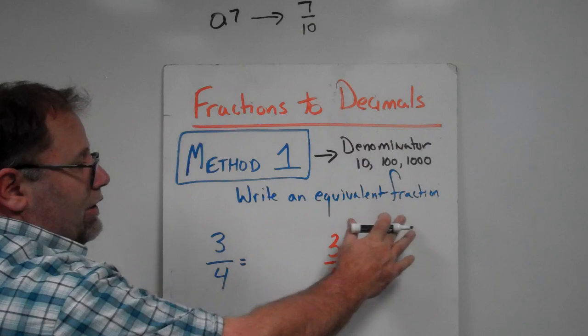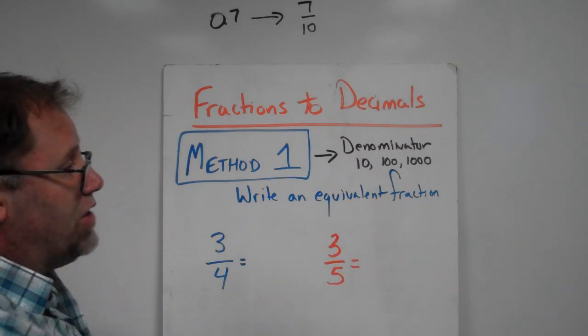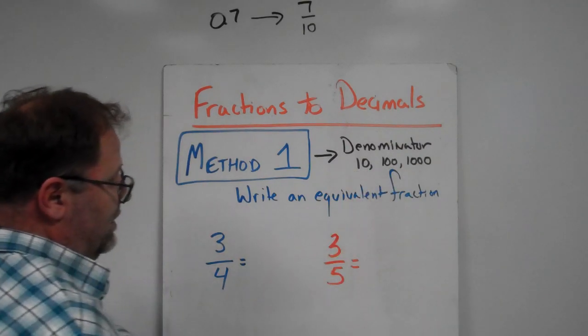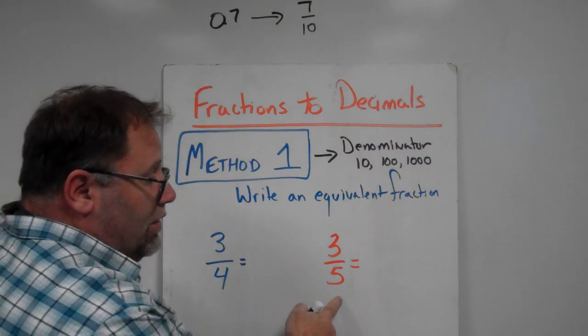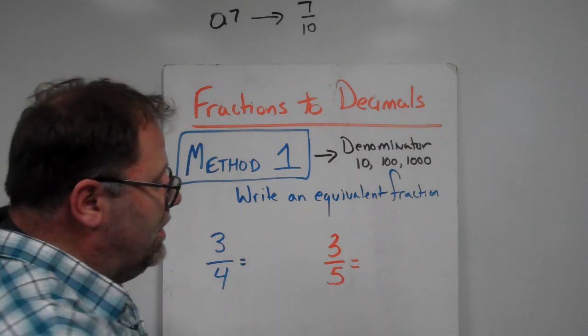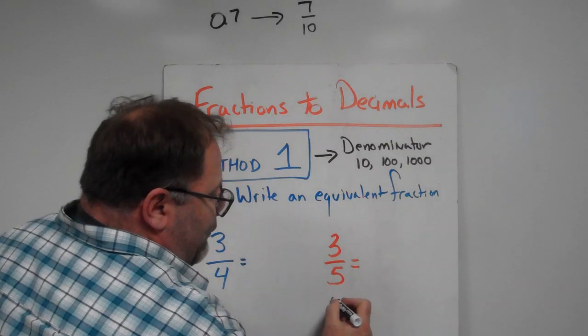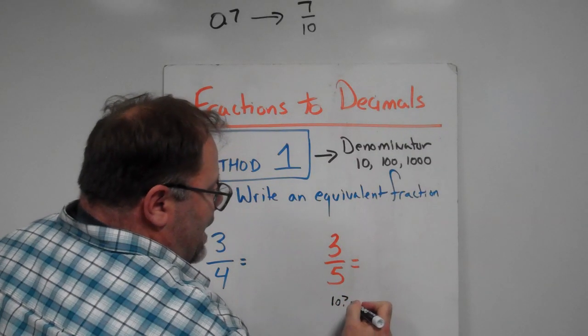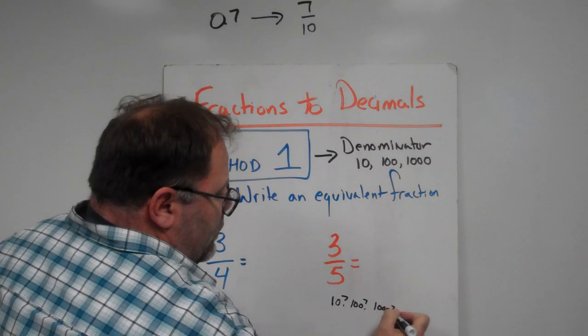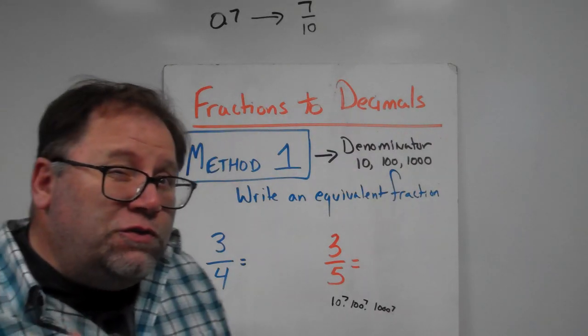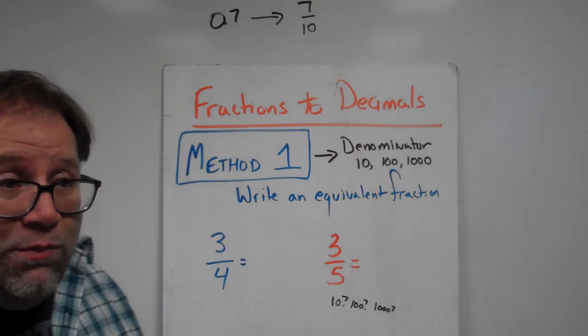So we're going to write an equivalent fraction, and that's just trying to get the denominator to one of these 3 things. The first one we're going to do is actually the one on the right, 3/5. Is there some way that we can get that 5 to become a 10 or a 100 or a 1,000? 5's pretty easy to work with. We can get it to a 10 pretty easily.